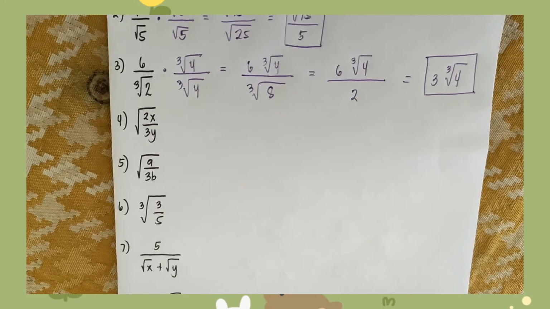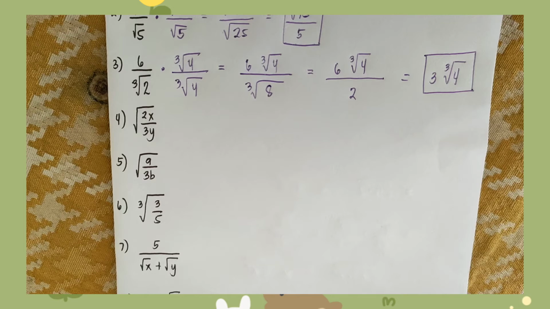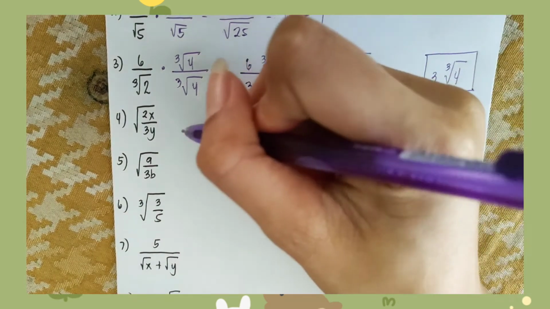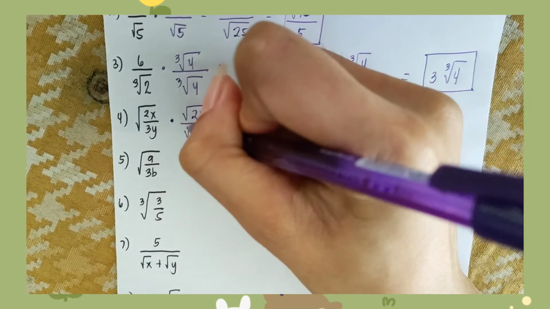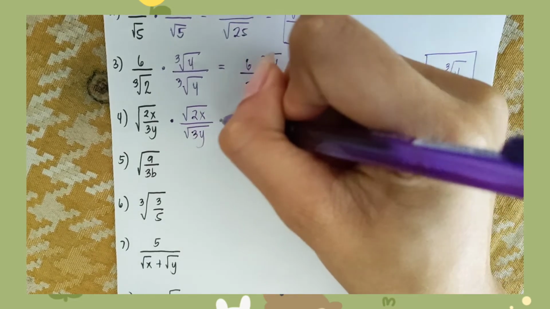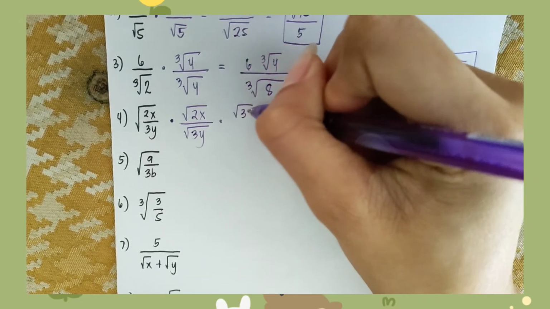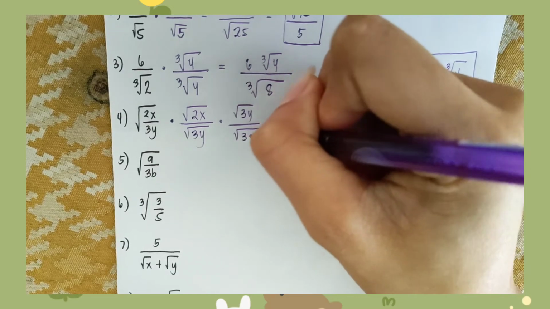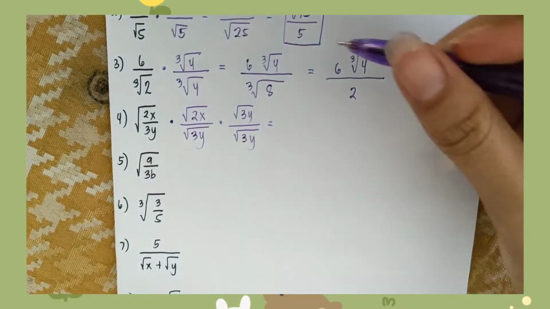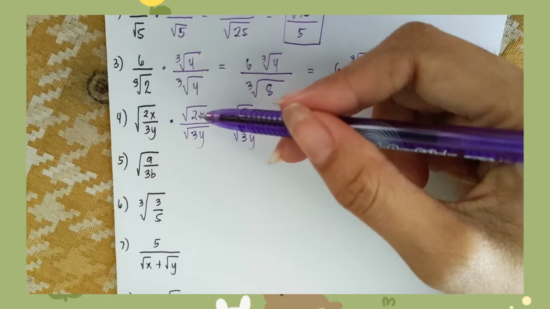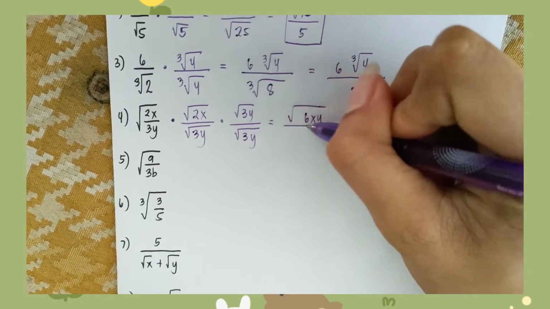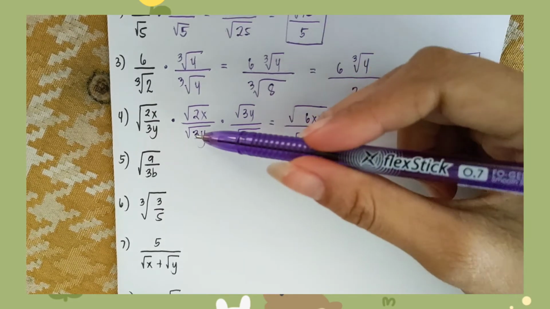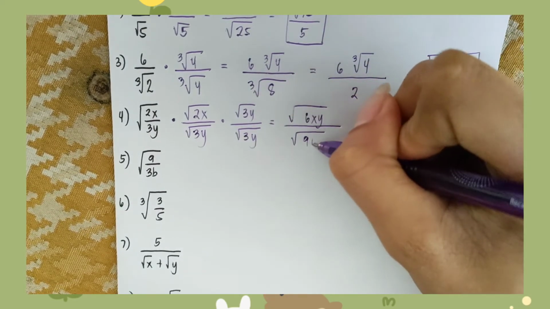Next, number 4. Square root of 2x all over 3y. So multiply it by, this is the same as the square root of 2x all over the square root of 3y. Multiply it by the square root of 3y all over the square root of 3y. So we have the square root of 2x times 3y, which is 6xy, all over the square root of 3y times 3y, which is 9y squared.